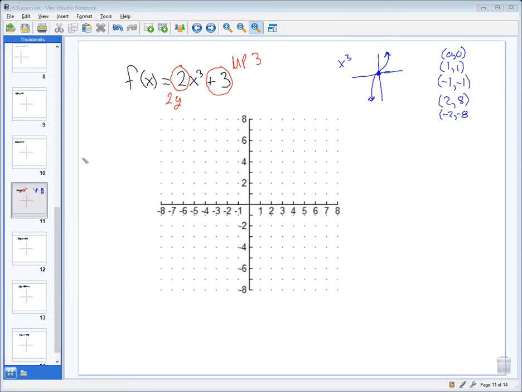So doing that, we would take each of our key points and we would times them all by 2. So we'd still have (0, 0). We would then have (1, 2), (-1, -2), (2, 16), and (-2, -16).